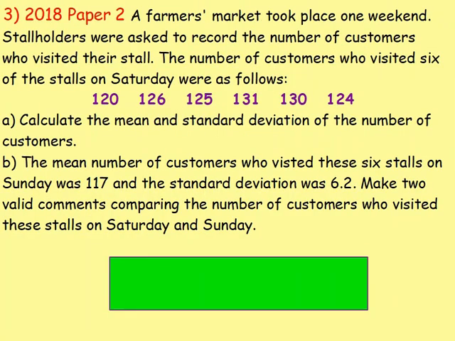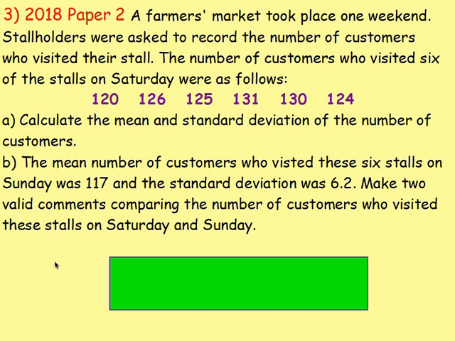Third past paper question. This is from 2018. Lovely year. This is paper 2, so a calculator would be allowed if you need it. A farmer's market took place one weekend. Stall holders were asked to record the number of customers who visited their stall. The number of customers who visited 6 of the stalls on Saturday were as follows. So there was 120, then 126, 125, 131, 130 and 124. Part A, calculate the mean and standard deviation of the number of customers.